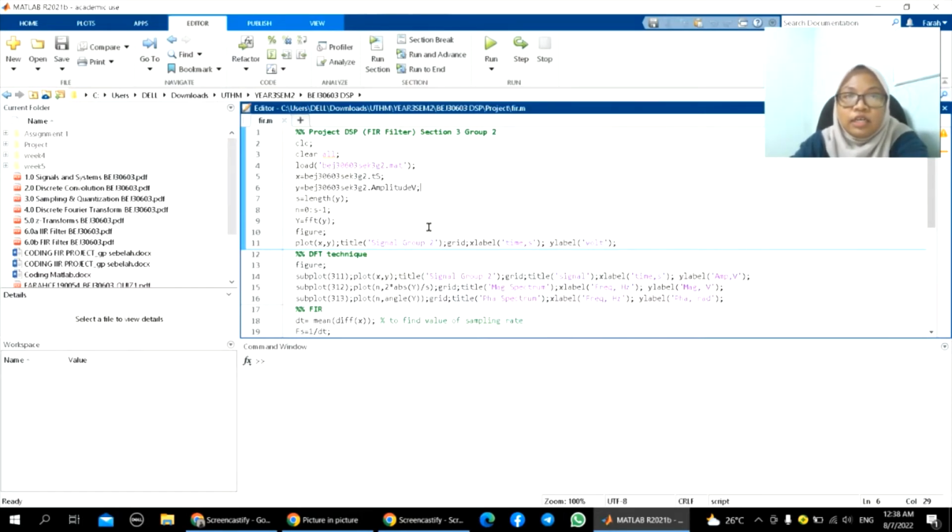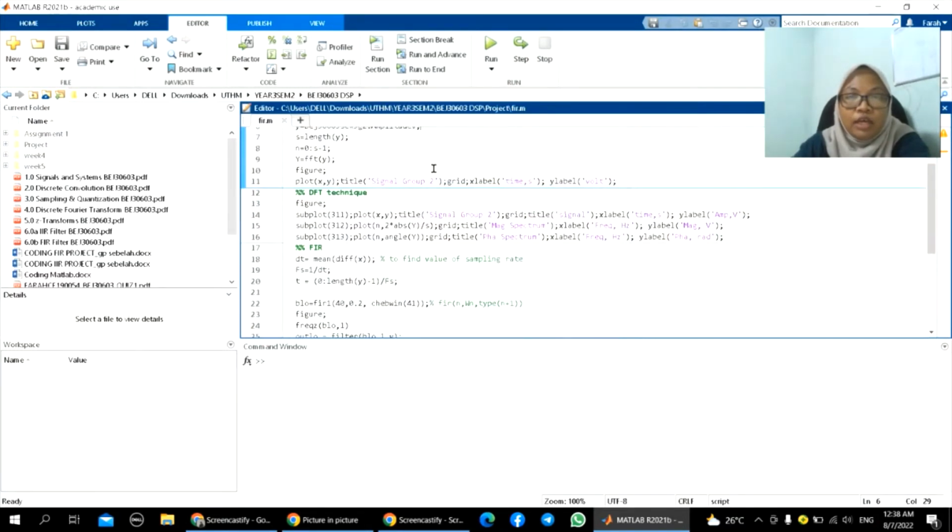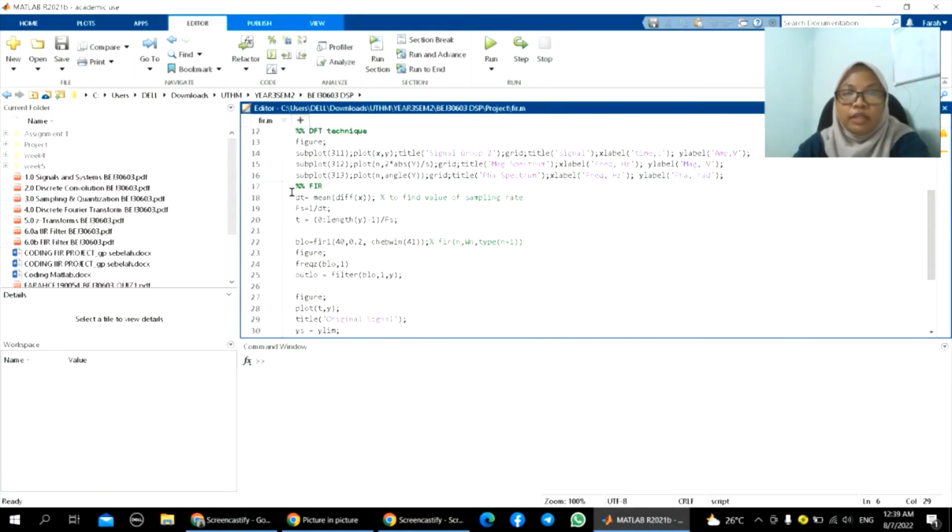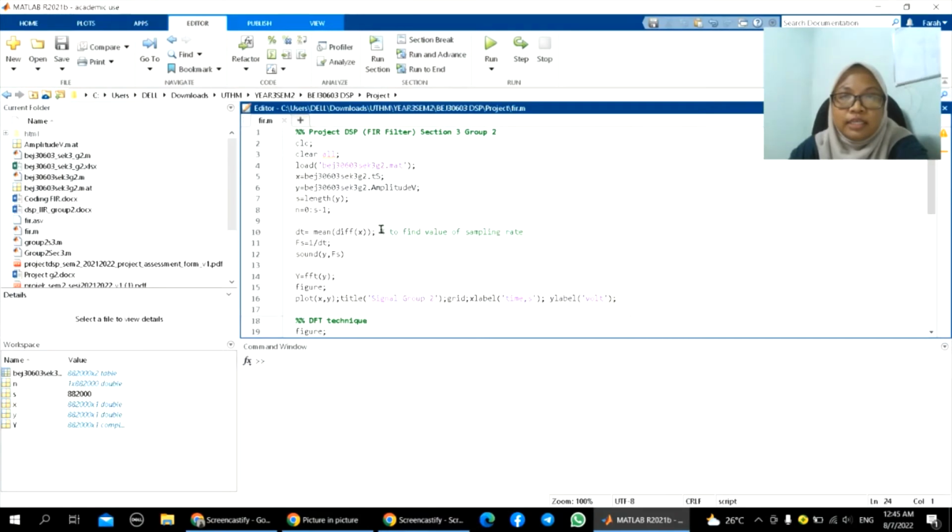For this DSP project, I will explain the solution for the FIR filter and IIR filter. First, we get the data from the lecturer in the Excel format. Then we need to convert it to be used in MATLAB. We use load to read the data. Second, before filtering, we need to DFT the signal, and lastly, we need to filter the data to get the clear sound.